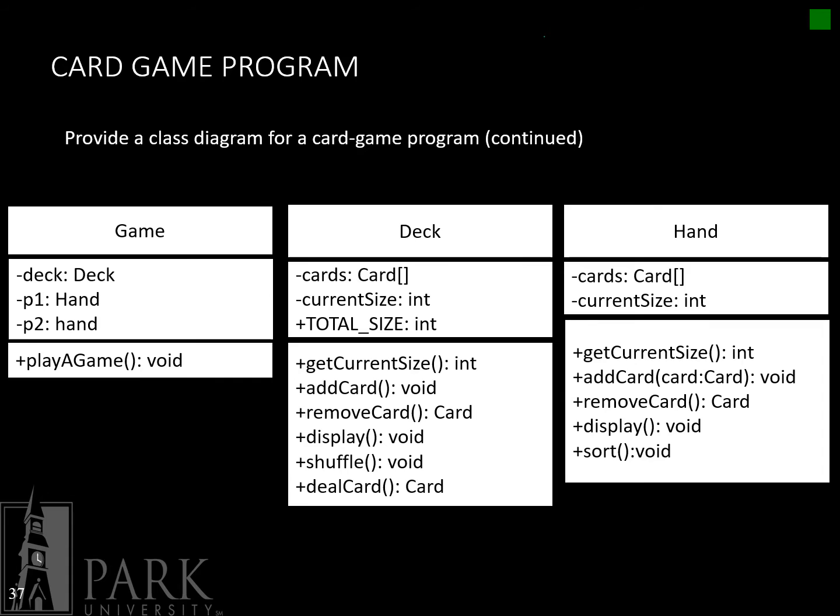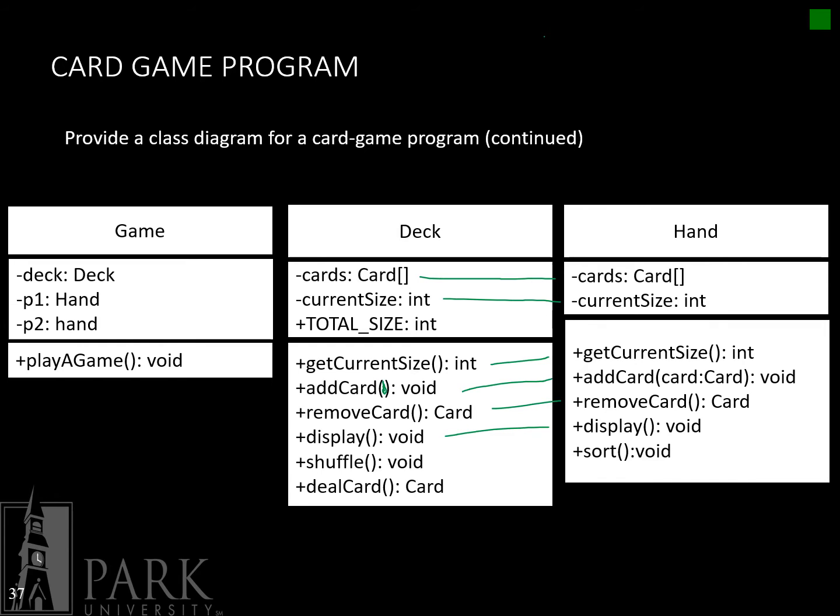So right now, at this point, you should be realizing, hey, wait a minute, there's some commonality between these. Maybe we can create a superclass and specialize these individually, right? Because we've got current size, we've got the same array. Look at this, we've got similar methods. Add card. That's a typo, there should be a card parameter in here. Remove card, right, and display.